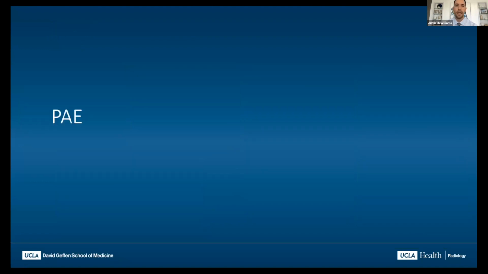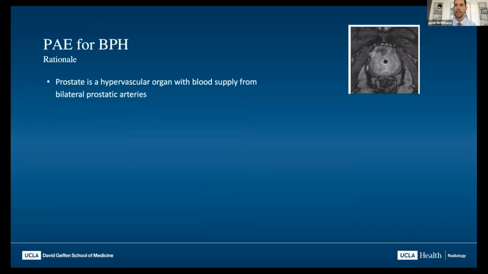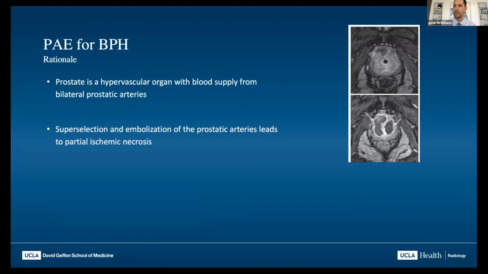And that brings us to PAE. And PAE has a pretty simple rationale. Since the prostate is hypervascular and it has blood supply from the prostatic arteries, we can basically super select and embolize those arteries and get partial ischemic necrosis of the prostate gland. So if you see the prostate looking pretty big here, this is a day or two after embolization.